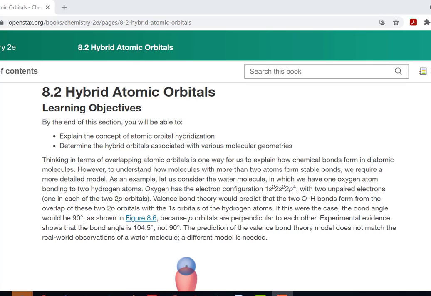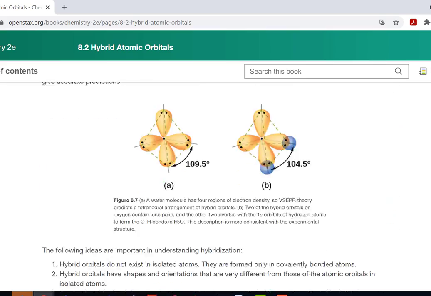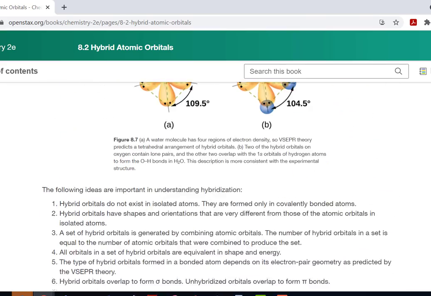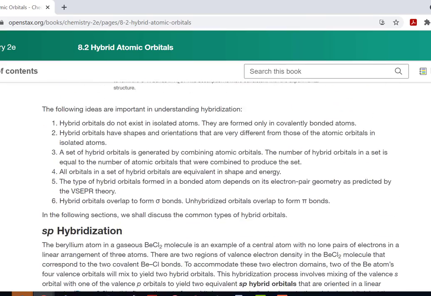Hello everyone. We're going to continue with section 8.2 about hybrid atomic orbitals. The learning objective for this video is to determine the hybrid orbitals associated with various molecular geometries. So let's go ahead and get started on that. We ended last time by discussing these important ideas in terms of understanding hybridization. So make sure you feel comfortable with that before we proceed to look at some specific examples.